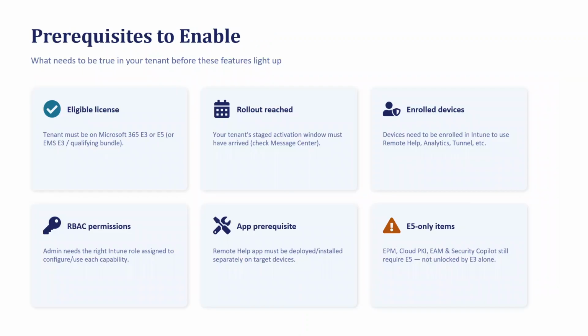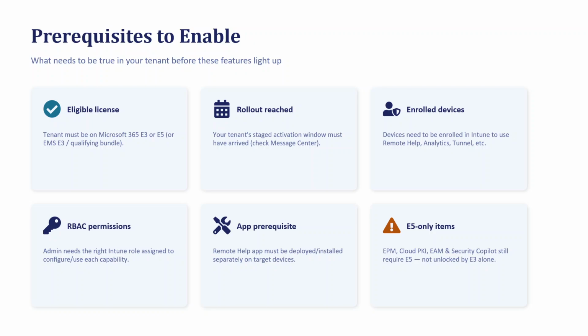There are some prerequisites to enable it. Let's validate the prerequisites, then we will jump into the lab. We will enable the components and test them. So prerequisites, what needs to be true in your tenant before these features light up? Eligible license: you must have an eligible license. Tenant must be on Microsoft E3 or E5. For my lab, I do have the E5, so I'll be showing everything on a test tenant with the E5 license. Rollout reach: your tenant's stage activation window must have arrived, check the activation center.